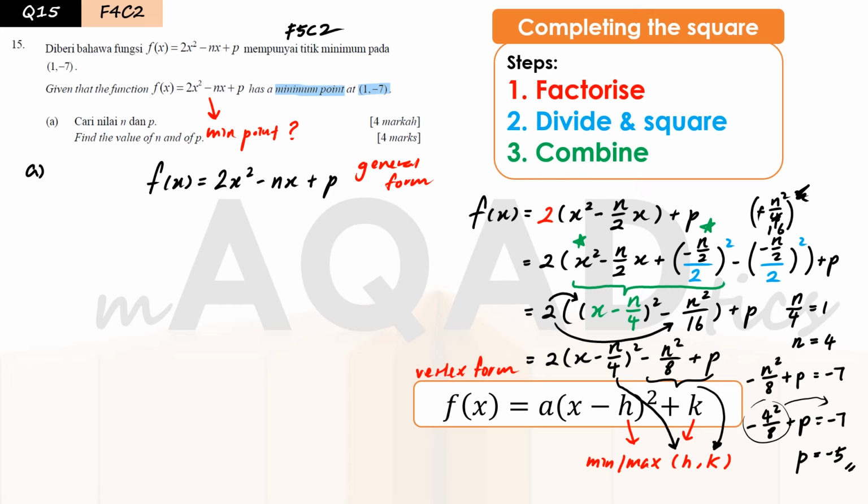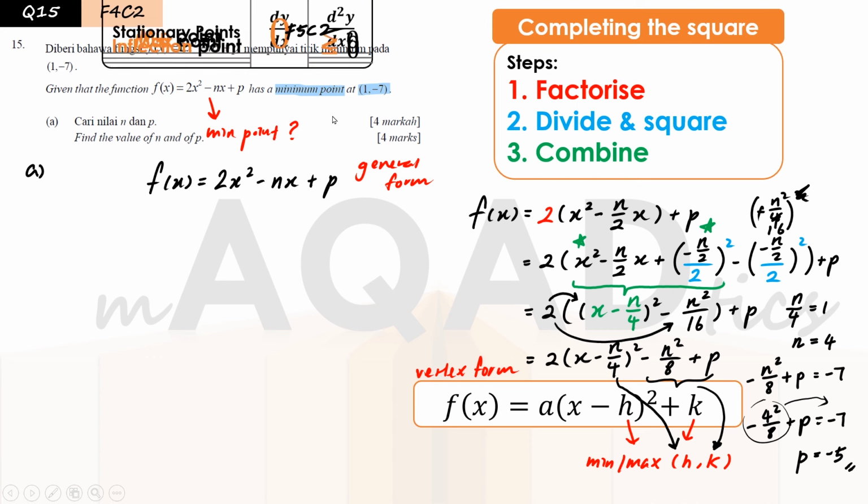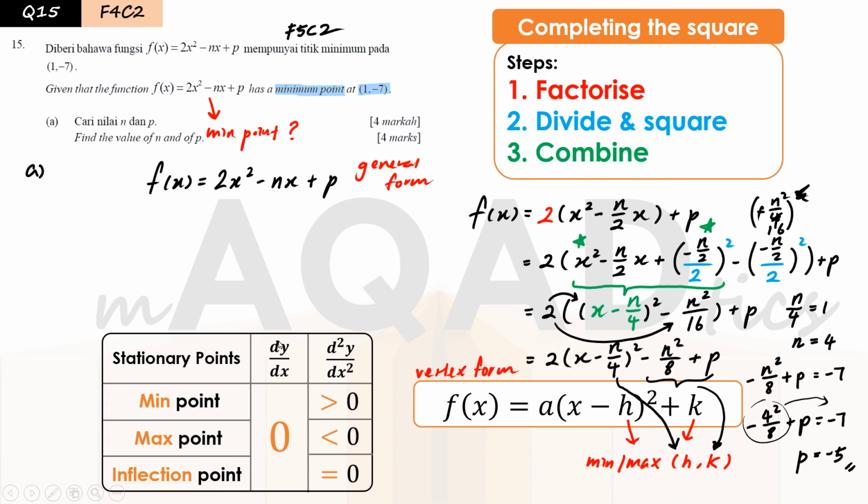So in the previous question just now, we have also said that for minimum points in differentiation, their dy over dx is equal to 0. Alright, so what we are going to do is we can use dy over dx equals to 0 and to find out the value of n and p here. Okay, so dy over dx again is the differentiated original equation. So here we have a function, so it's the same thing also. We are going to find the differentiated function.